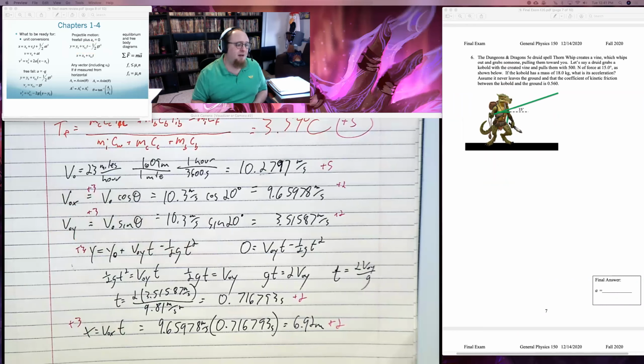So the next problem will be a force problem. Only 2 people skipped it. For the record, 22 people took the exam. Only 2 skipped problem 6.